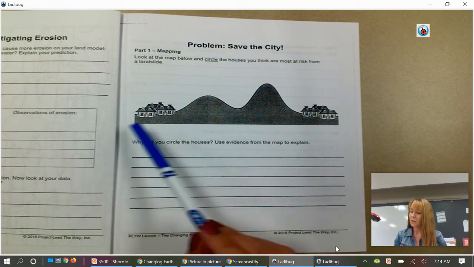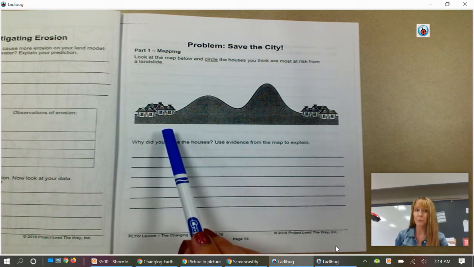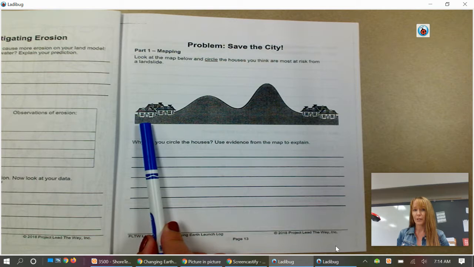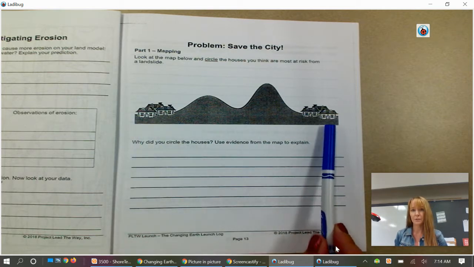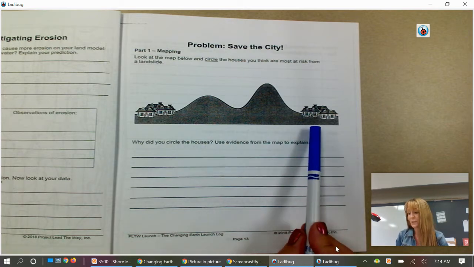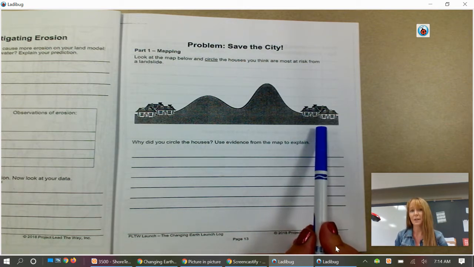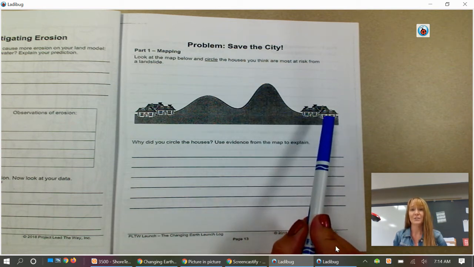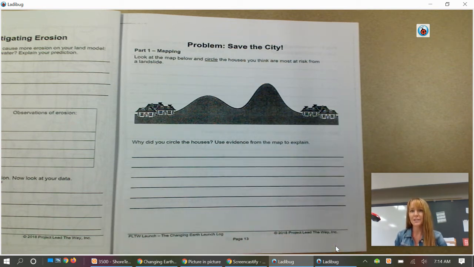So if we take a look at this map, we've talked about reading maps. Which houses do you think are most at risk from a landslide? Do you think it's these houses over here or these ones over here? You know what? I agree. I think that these ones are more at a risk from a landslide because the hill that these houses are on is taller. So go ahead and circle these houses, all right?